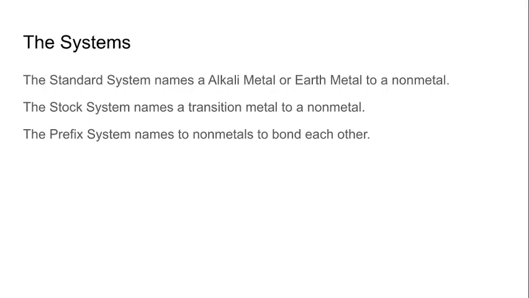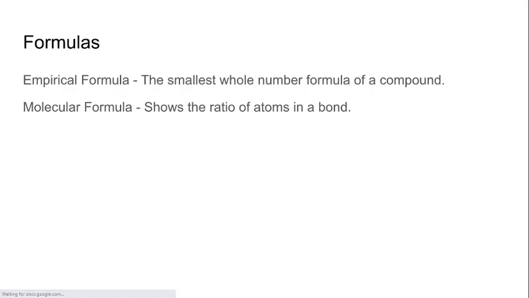To recap the systems, the standard system names a group 1 or group 2 metal to a nonmetal, the alkali or earth metals. The stock system names a transition metal to a nonmetal, and the prefix system names a nonmetal to a nonmetal to bond each other. The 2 formulas seen are the empirical formula and the molecular formula, which are the smallest whole number formula and the ratio of atoms, respectively.